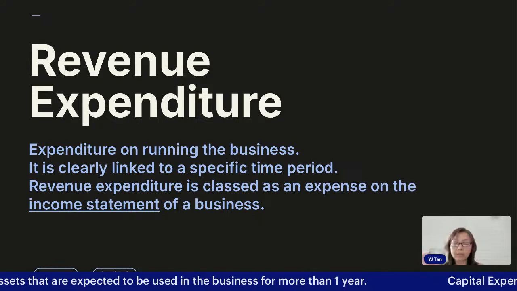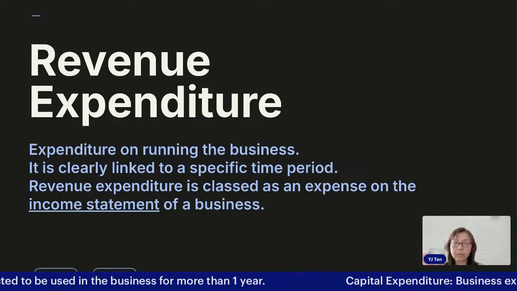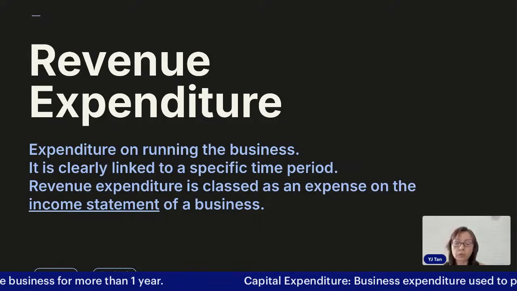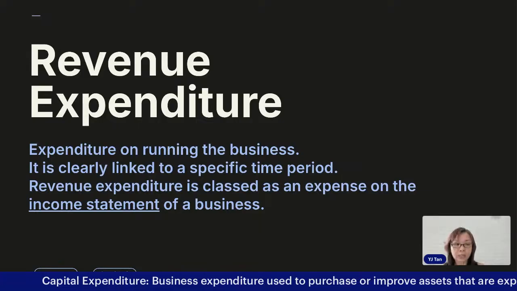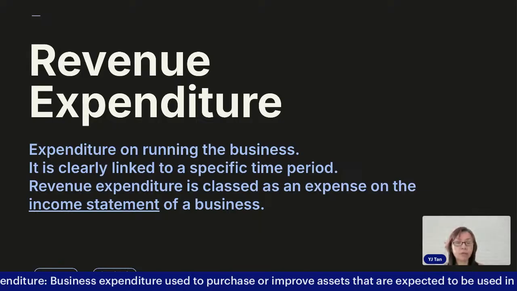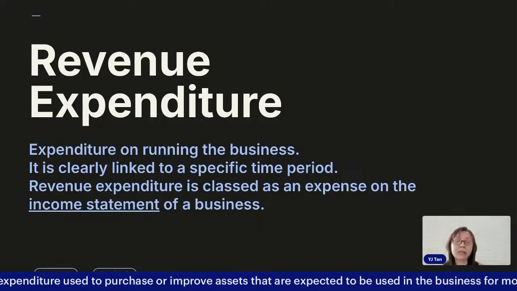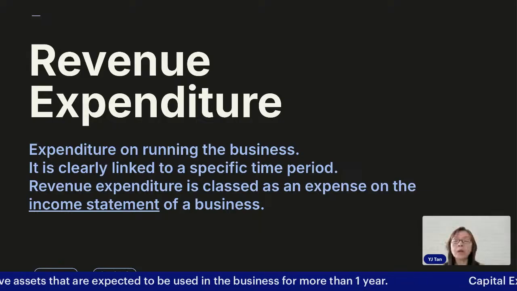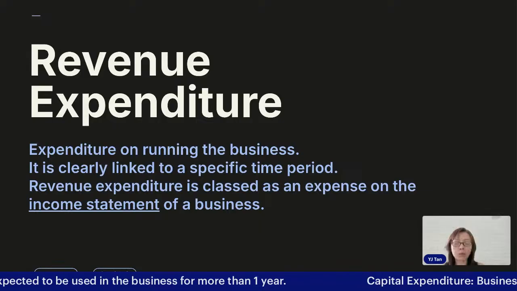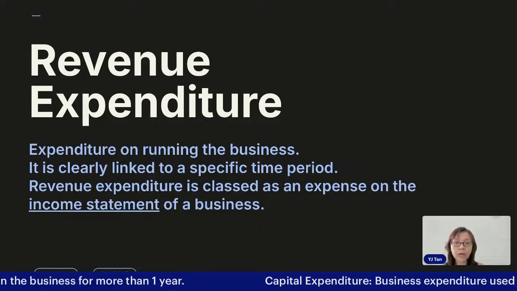Revenue expenditure is expenditure during the business that is clearly linked to a specific period of time. For example, just now I gave the example about the rental, right? You are paying every month for that particular period of the month. Revenue expenditure is classed as an expense on the income statement for a business. Okay, let's have a look at one example.